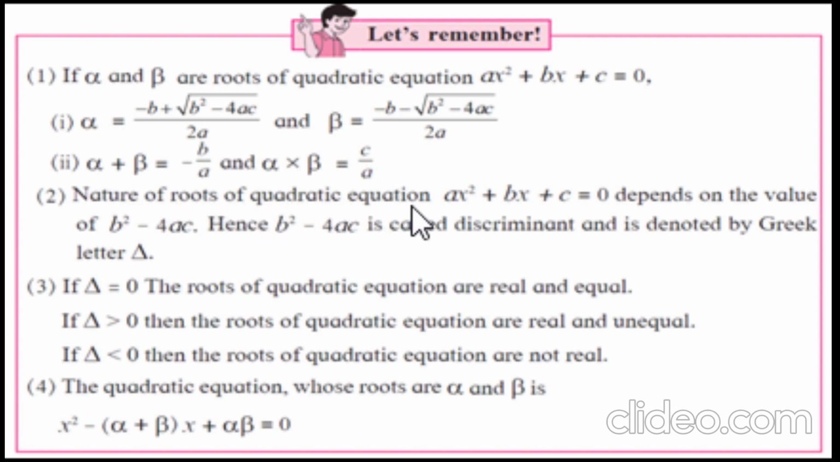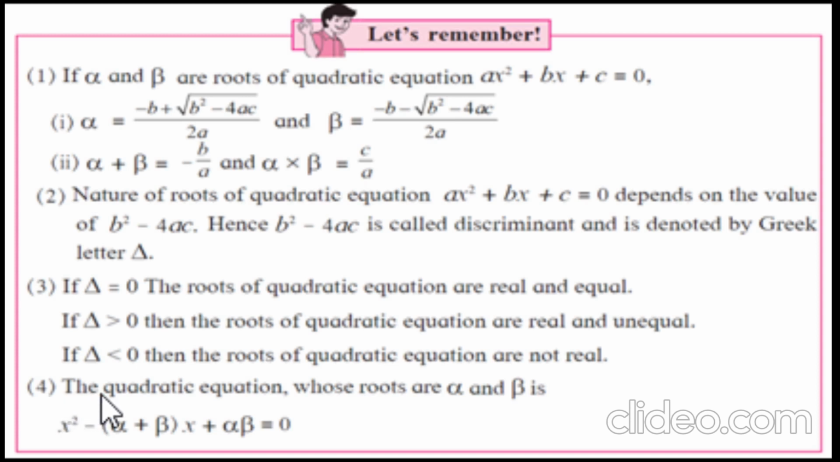Nature of roots of quadratic equation ax square plus bx plus c is equal to 0 depends on the value of b square minus 4ac. Hence, b square minus 4ac is called discriminant and is denoted by Greek letter delta. Therefore, if delta is equal to 0, the roots are real and equal. If delta is more than 0, the roots are real and unequal. If delta is less than 0, the roots are not real.